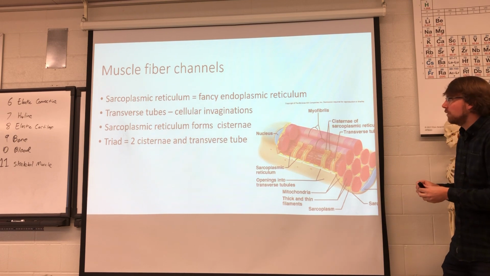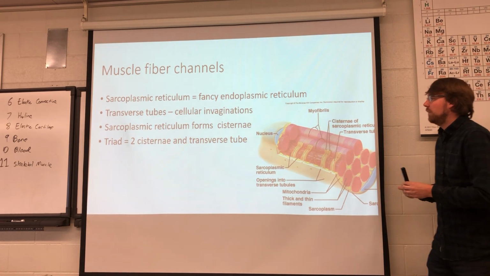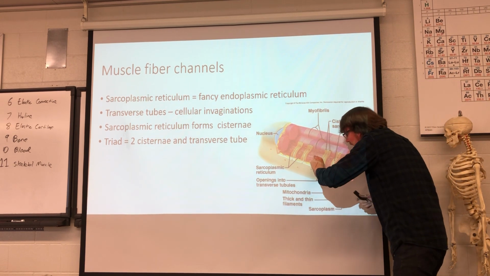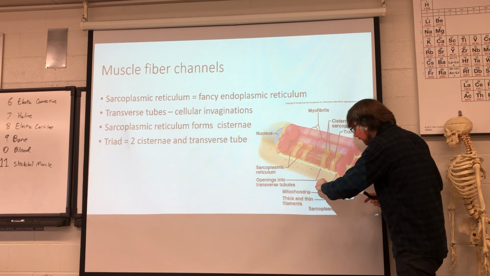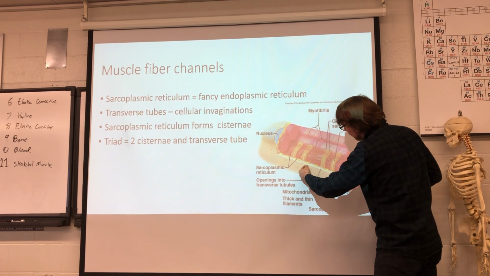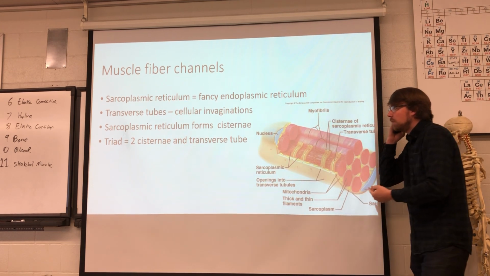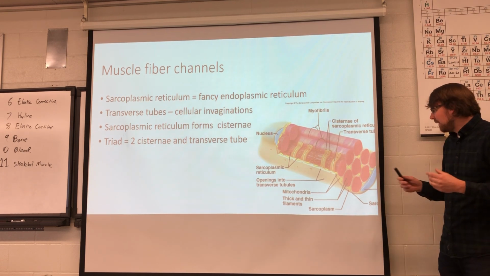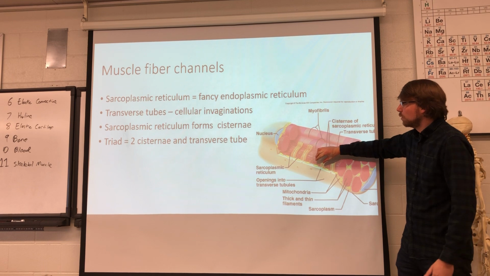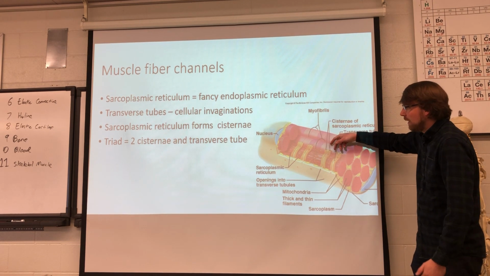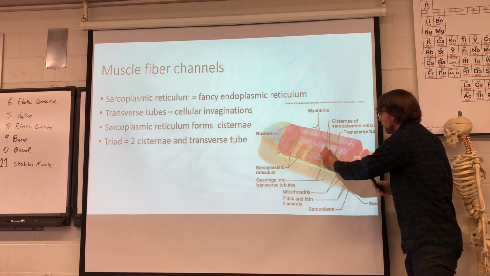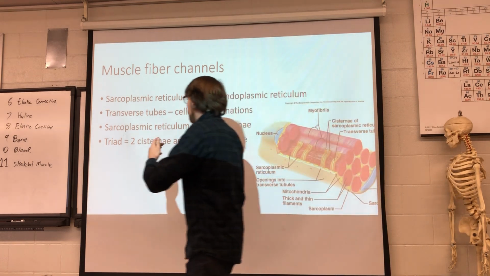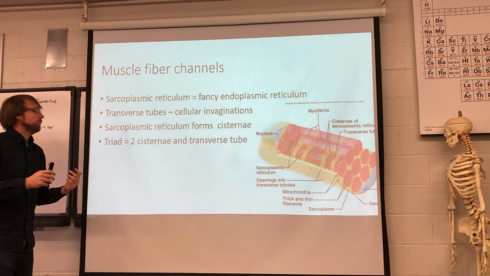So there's sarcoplasmic reticulum, which is a fancy endoplasmic reticulum. There are transverse tubules, which are cellular invaginations, so these are going to go in through the cell. Those little pores are going to penetrate in through the cell. The sarcoplasmic reticulum has cisternae, which are these groups that form a triad. So there are two cisternae and a transverse tubule going through. There are all of these passageways formed from endoplasmic reticulum and from the transverse tubules.